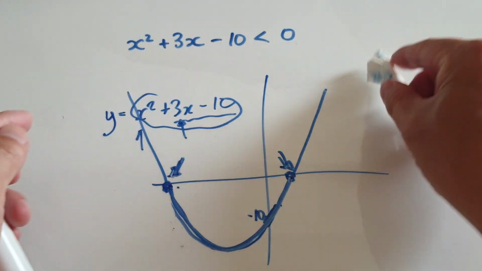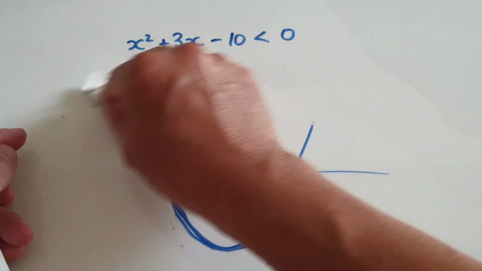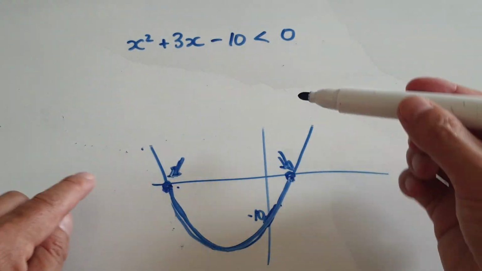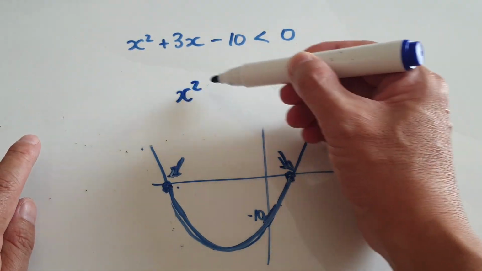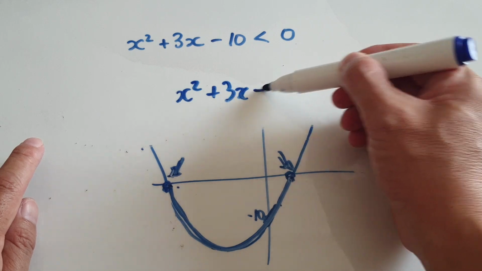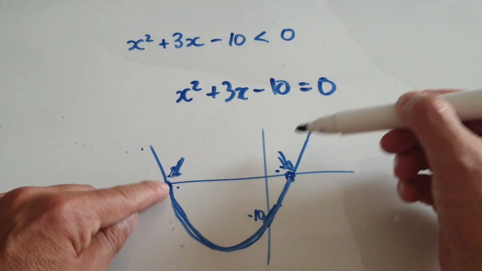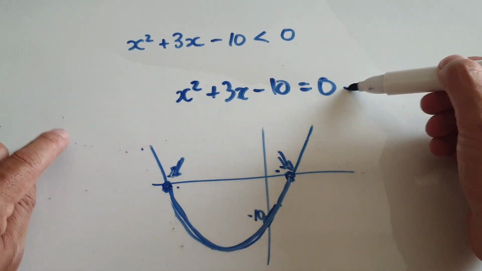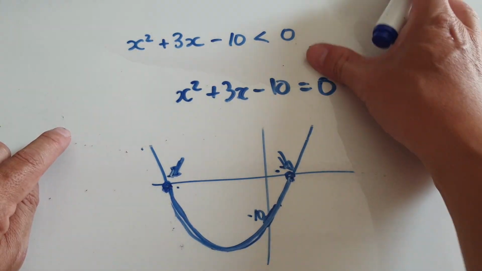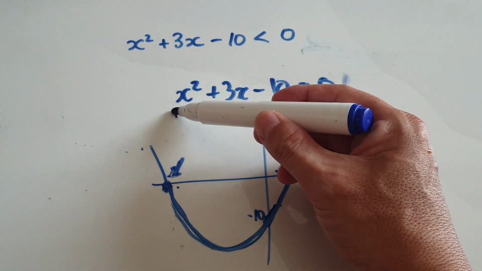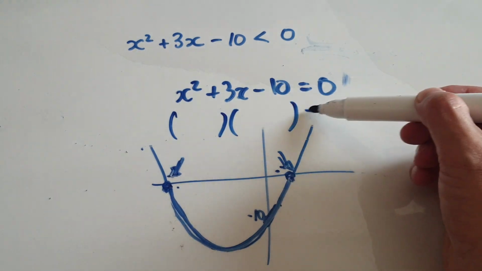So in your mind, visualize this. In your mind, find the two roots. So in your mind, just visualize this plus x minus 10 equals 0. So just try and find the two roots. Once we identify the two roots, then we can answer this question. So to find the two roots, factorize the equation.